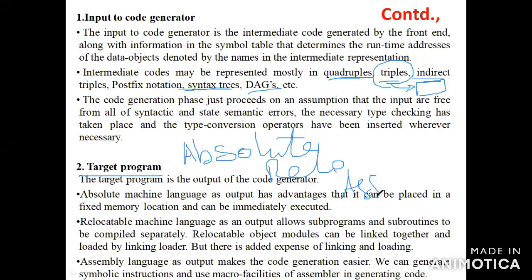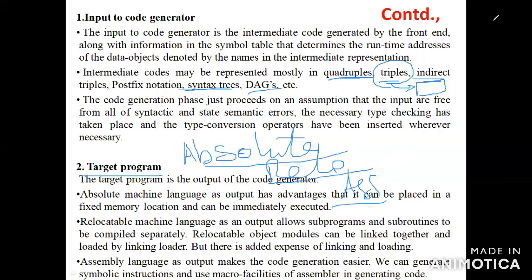Okay, so these three things you have to write for the given topics. This is for the target program. The target program is the output of the code generator. In the target program, we have three object code forms: one is absolute code, second is relocatable code, third is assembly code.